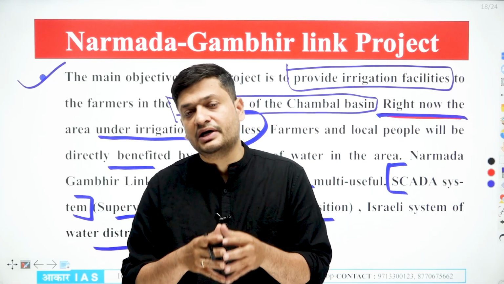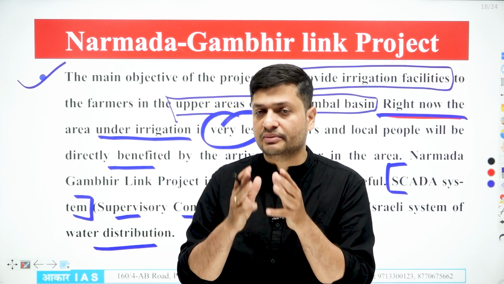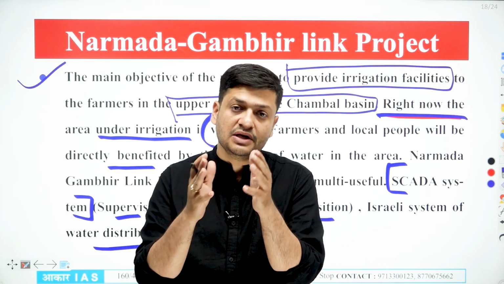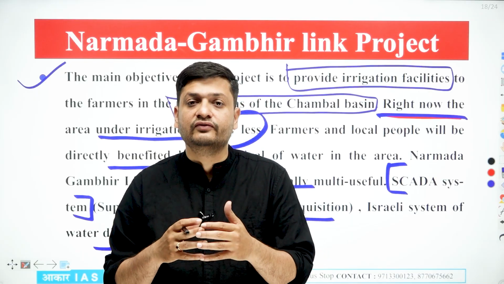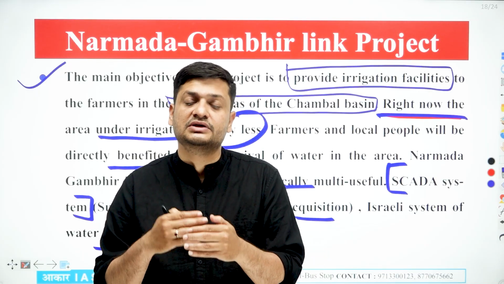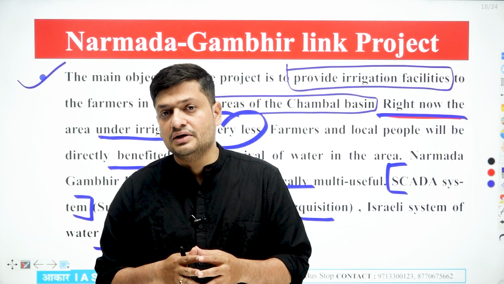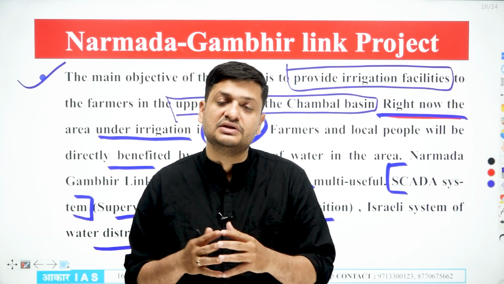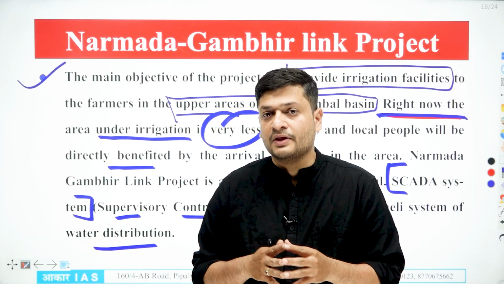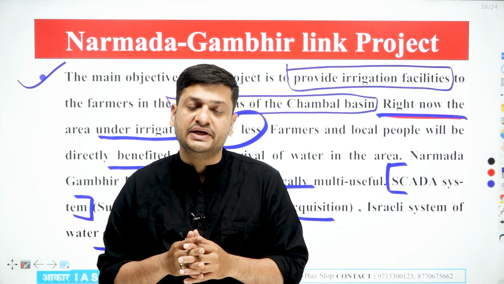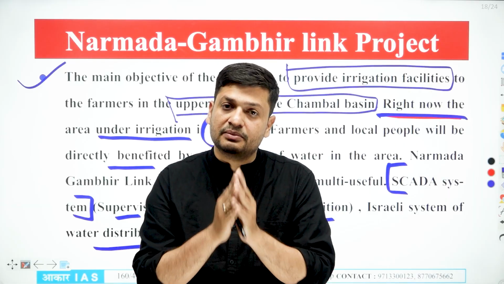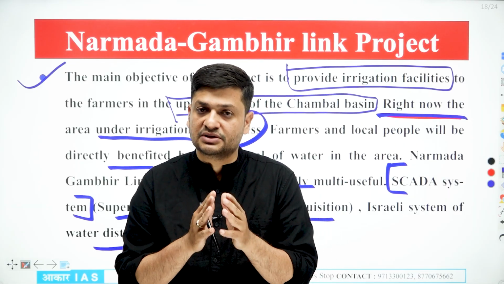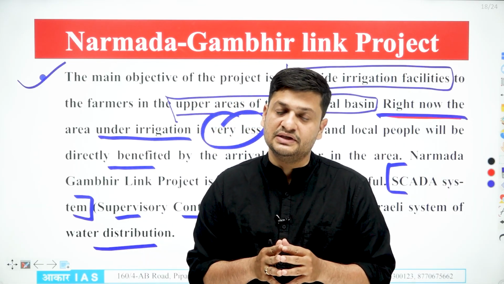In the conclusion part of your answer, you have to mention the benefits or the outcomes of the project, and how the excess water is being used to nourish the soil of Malwa, and how the farmers in the upper Chambal basin were getting the benefit, how the farmers were getting its advantage.